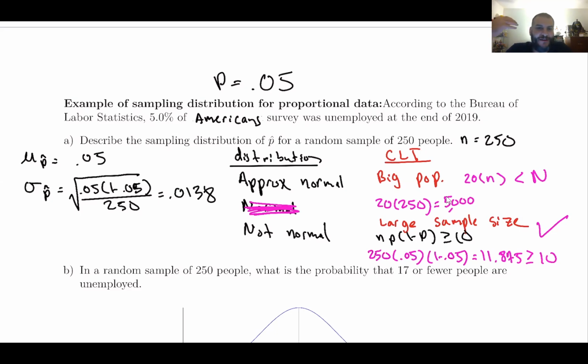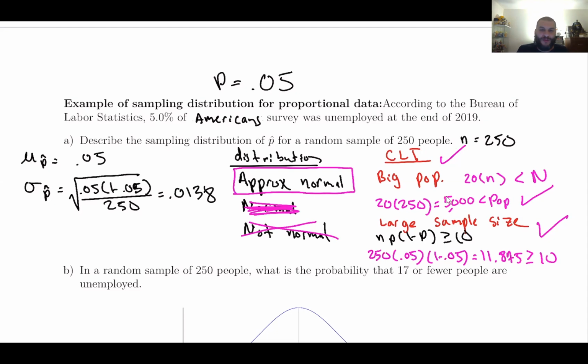Now you want to ask yourself, are there more than 5,000 Americans in general, or fewer than 5,000? There should be more than 5,000 Americans. Since our population is indeed bigger than that, our central limit theorem checks out. So now we can say it is approximately normal. And that's how you check the big population.